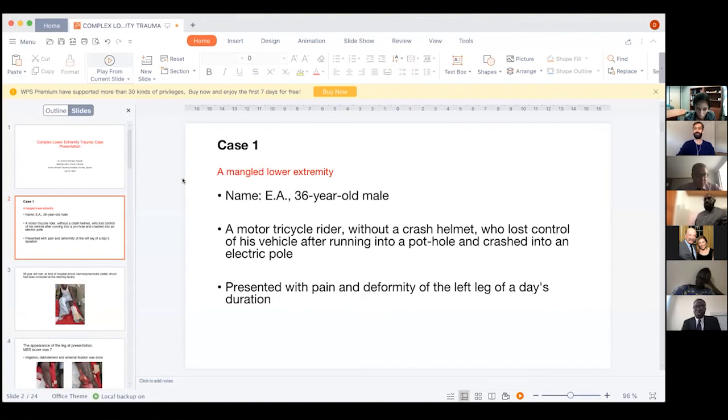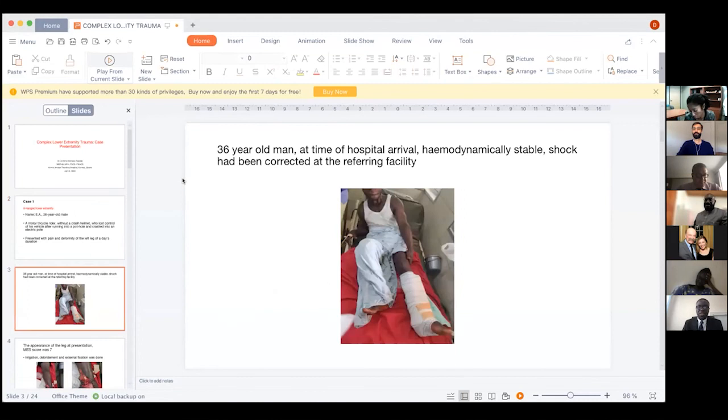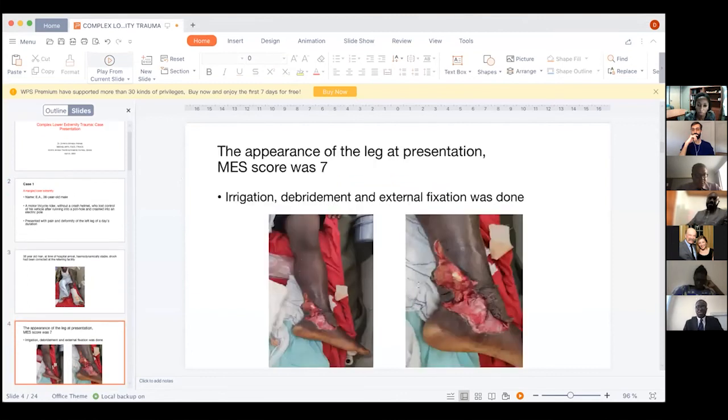Perfect. So this was a 36-year-old man who got involved in a road traffic accident. He was sent to our center. So this was the photograph at the ER. He had earlier been sent to a nearby clinic where they splintered the leg with a cardboard and applied this dressing. So at the ER, when we exposed the wound, this was what we saw, a very extensive degloving injury involving the distal medial leg and a part of the foot.